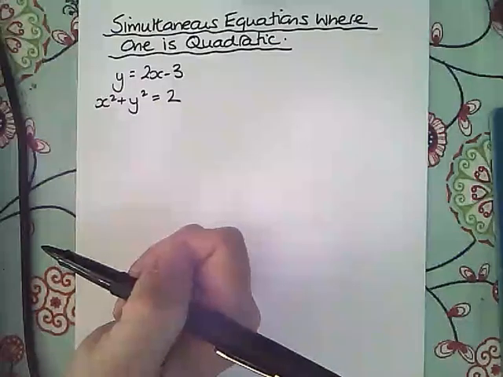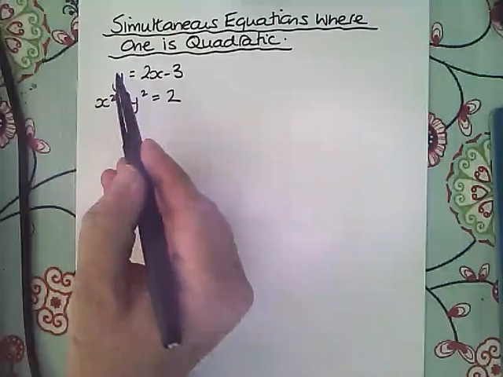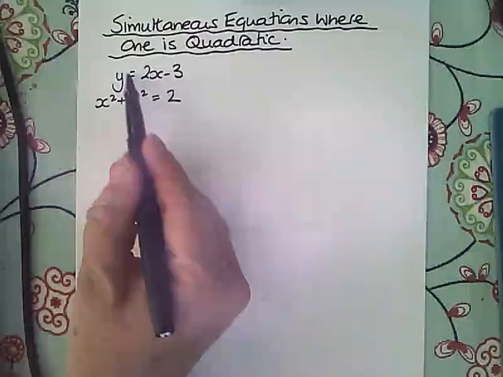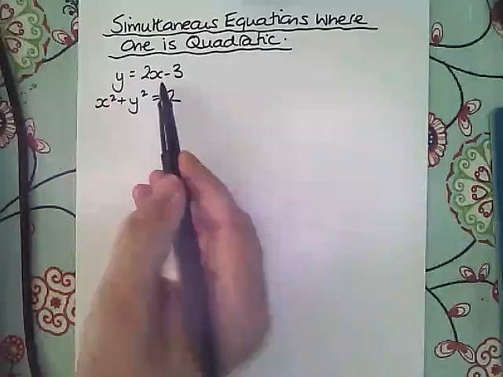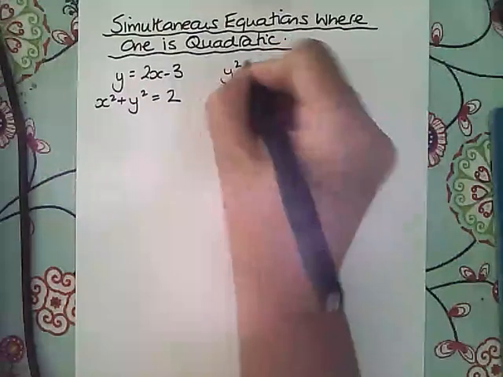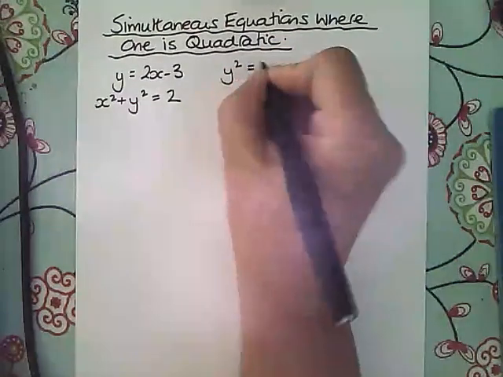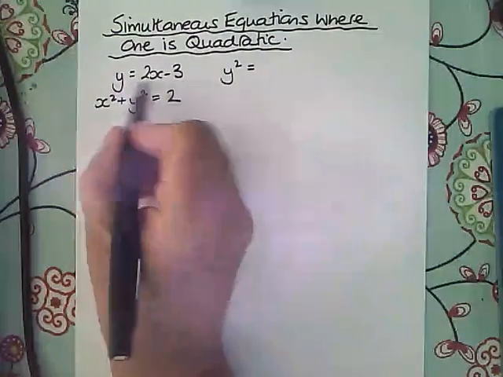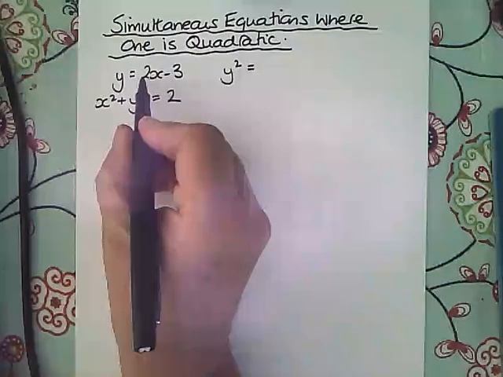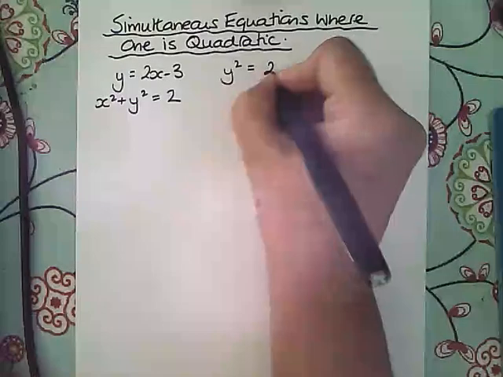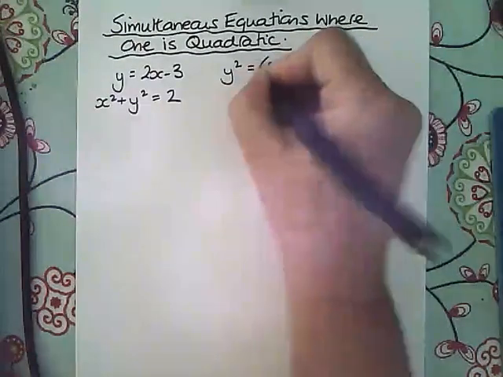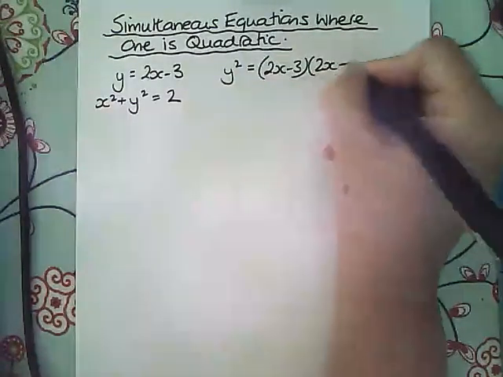What we're going to do is substitute for this y squared here. So before we do that, we've got y is equal to this, so we need to find out what y squared is. And you need to make sure that when you're squaring this from the linear equation, you do the bracket times itself rather than just squaring each term. So it will be 2x minus 3 times 2x minus 3.